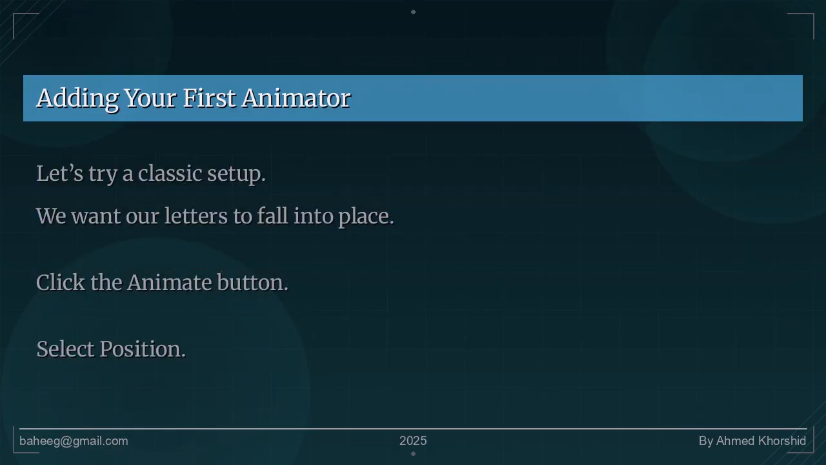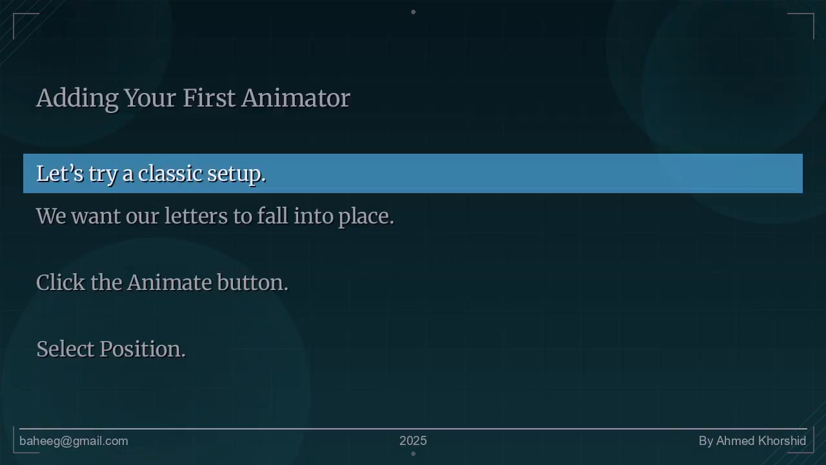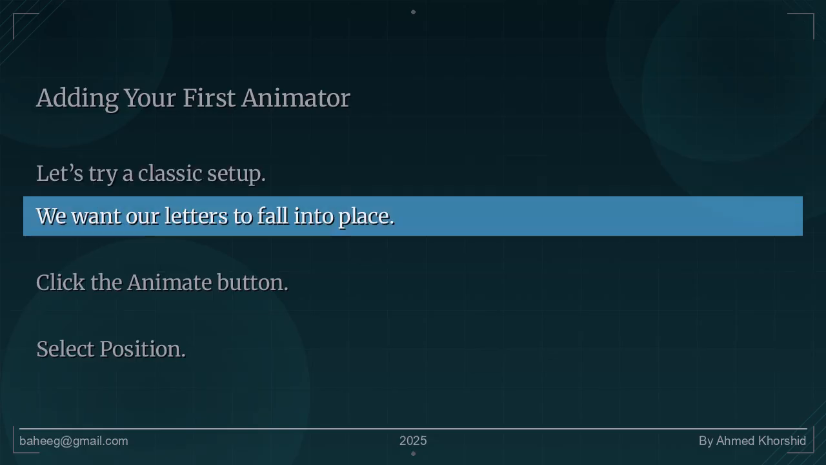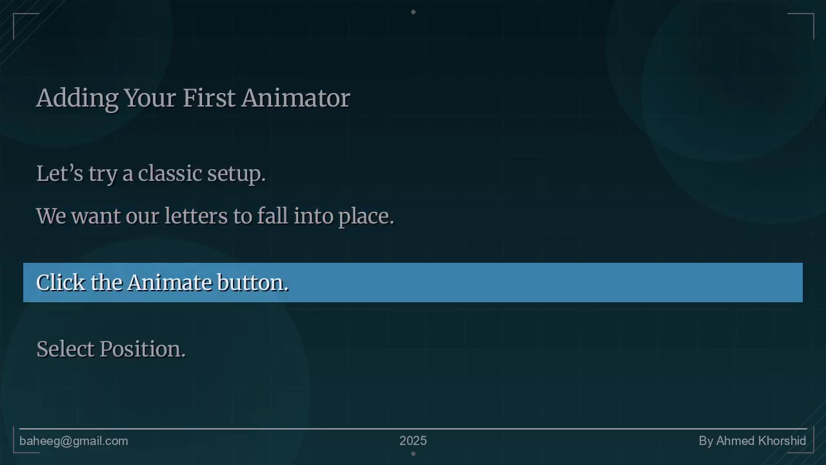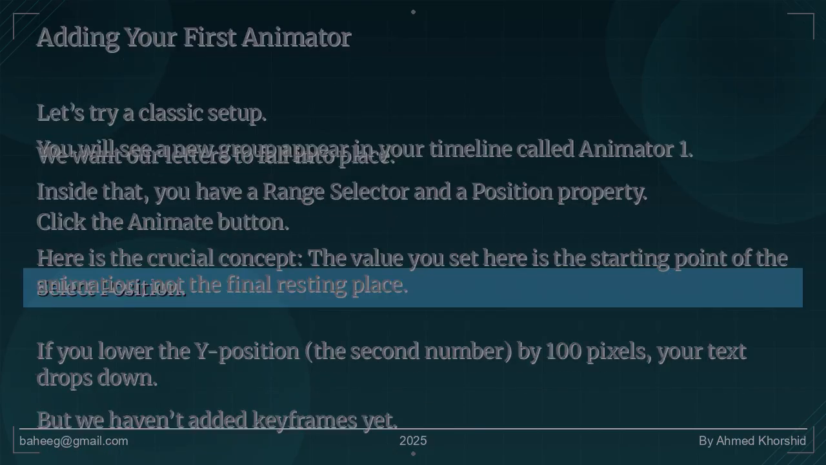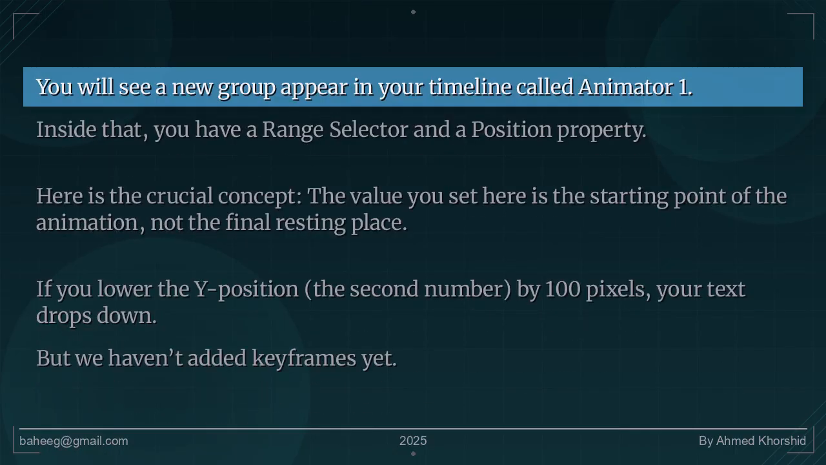Adding your first animator. Let's try a classic setup. We want our letters to fall into place. Click the Animate button. Select Position. You will see a new group appear in your timeline called Animator 1.